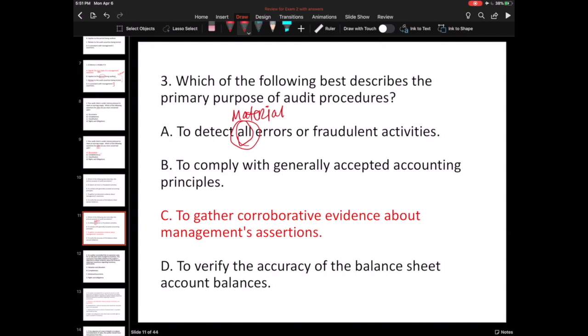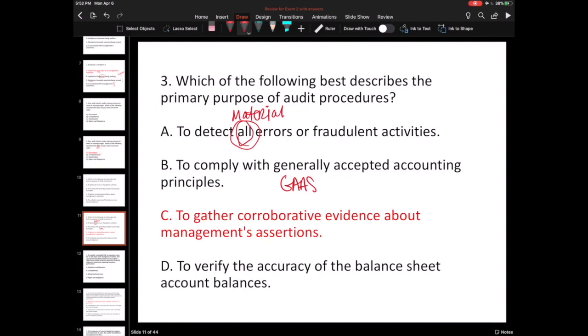B, to comply with GAAP. Okay, first of all, audit procedures really should be, we're worried about compliance with GAS, right? Management needs their financial statements to be in compliance with GAAP. We need our procedures to be in compliance with GAS. However, even if this answer B said GAS, that is not the primary purpose of audit procedures, right?